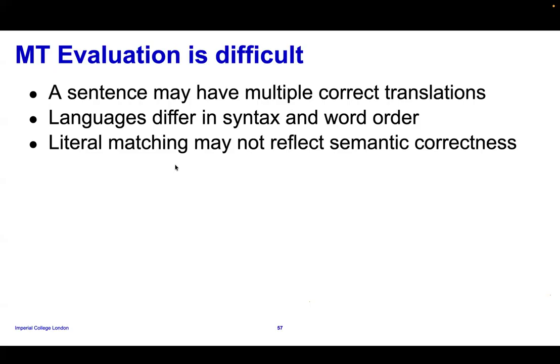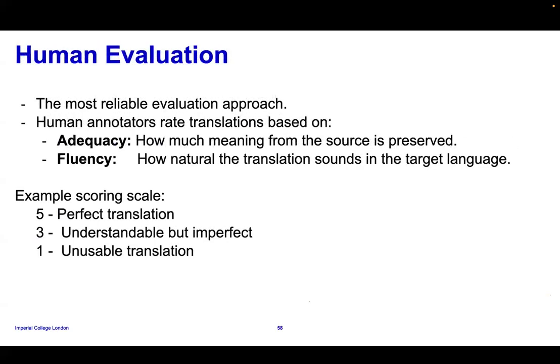Evaluation is going to be difficult, because a translation system might have multiple correct translations. A sentence may have multiple correct translations, and also languages differ in syntax and word order. Literal meaning may not reflect semantic correctness. So there are many ways to do it, but evaluation for machine translation is difficult.